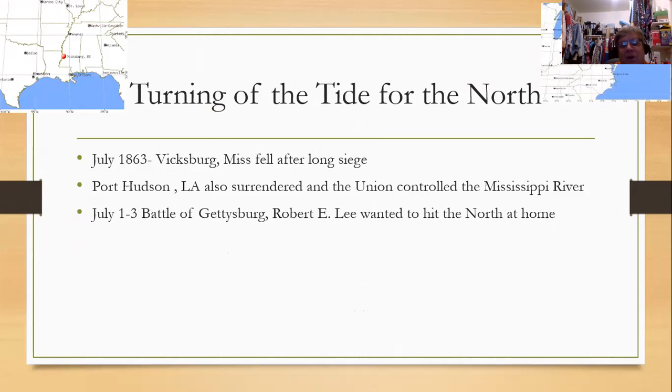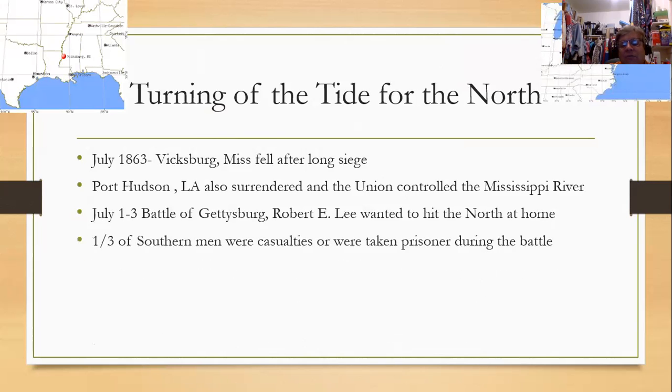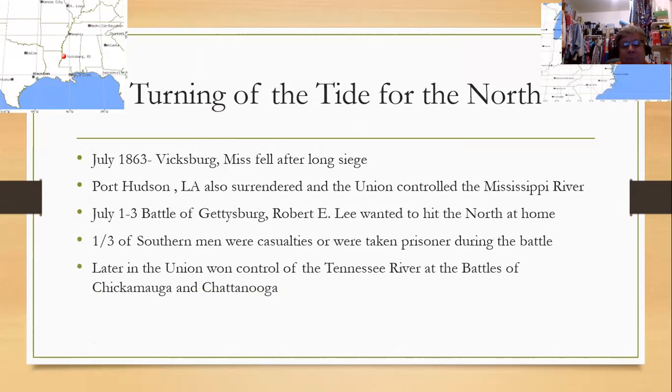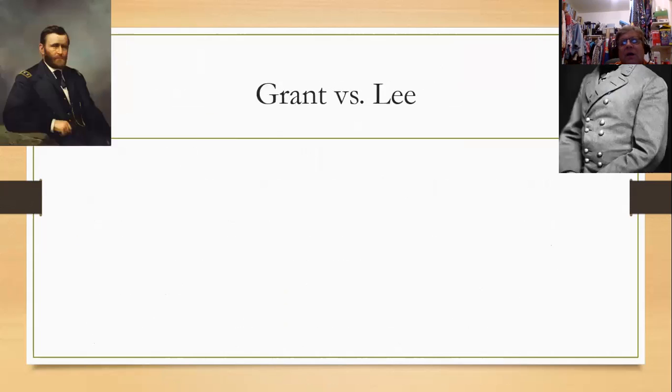About the same time, you have the largest battle of the war, the Battle of Gettysburg. Robert E. Lee, leading Southern troops, wants to go into the North after having a lot of successes in the South. The Battle of Gettysburg is not a success for the South. A third of the army were either killed or wounded or were taken prisoner. So it's a horrible defeat for the South. And Lee and his armies flee south. Later, the Union wins control of the Tennessee River and some other battles.